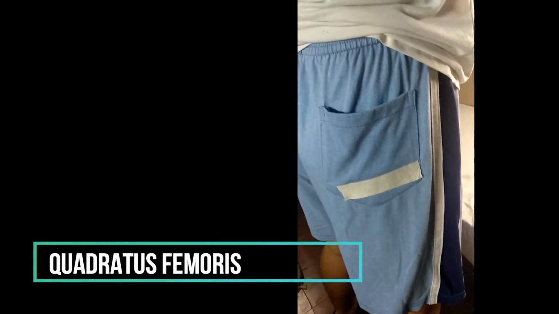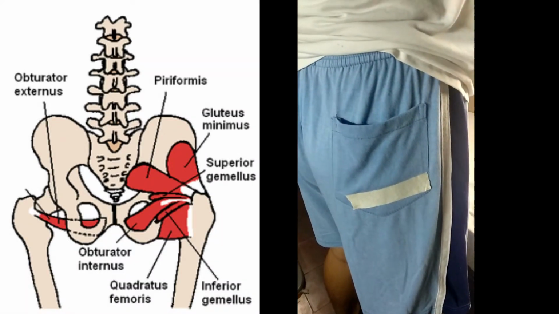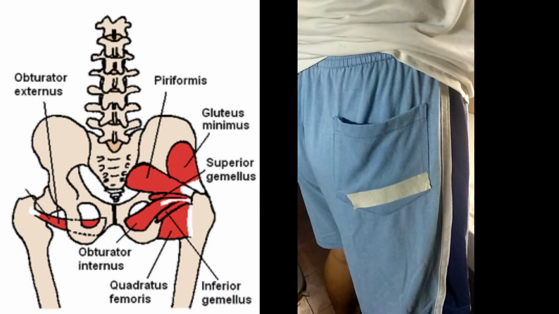Quadratus femoris. Origin: ischial tuberosity. Insertion: intertrochanteric crest.